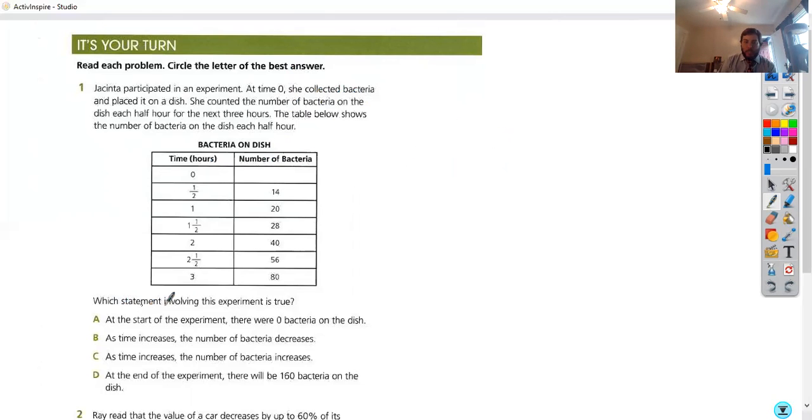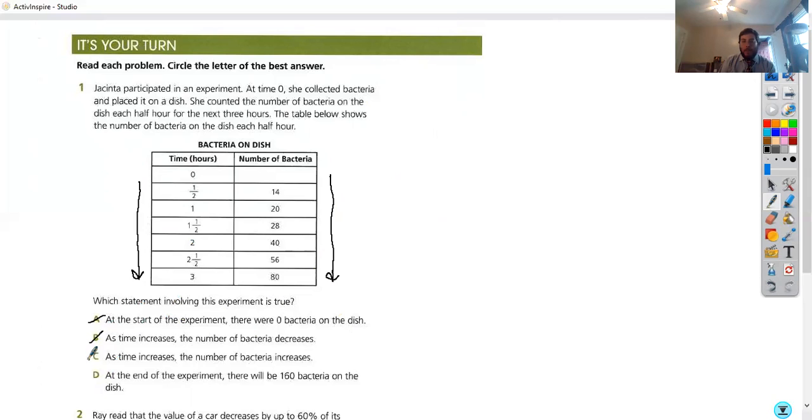So which statement involving this experiment is true? At the start of the experiment, there was 0 bacteria on the dish? No, because that is where she collected some bacteria and she counted as it increased. As time increases, the number of bacteria decreases. If we're looking here, as time increases, it means we're going down the table. The number of bacteria goes from 14 to 20 to 28 to 40, so it's actually increasing. So it's the opposite of B here.